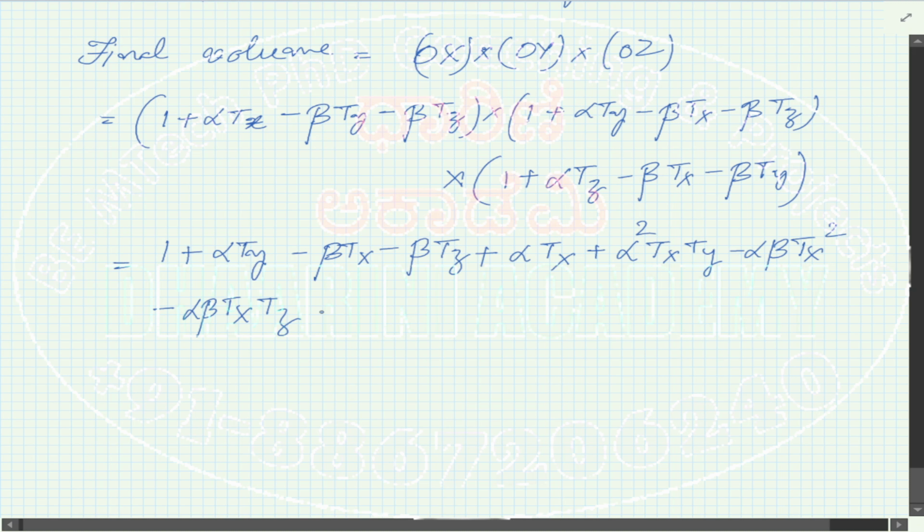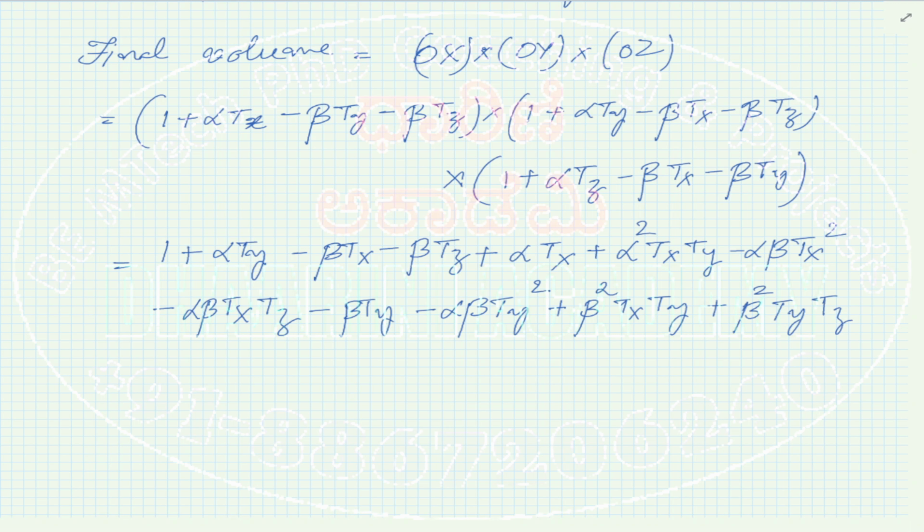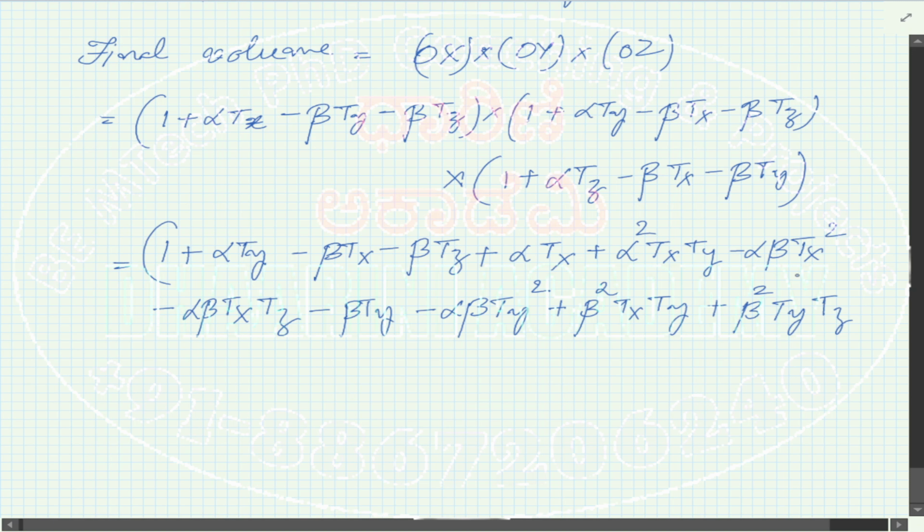Then I'm going to start with the minus beta Ty into 1. Then minus beta Ty into plus alpha Ty, so this is minus alpha beta Ty square. Then minus of minus is plus, beta into beta, beta square Tx Ty. Then minus beta Ty into minus beta Tz, so minus of minus is plus beta square Ty Tz. That's the term. Then we go to the last term.